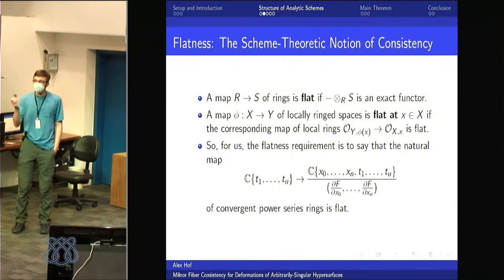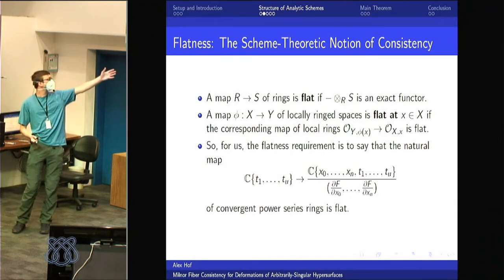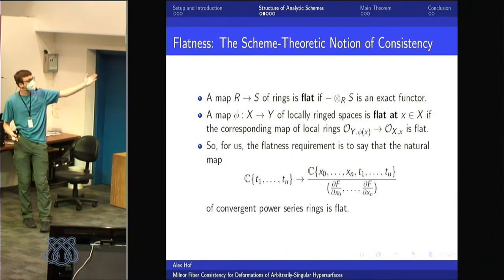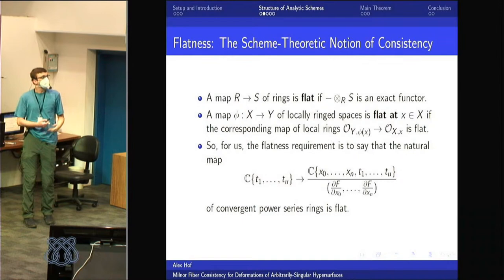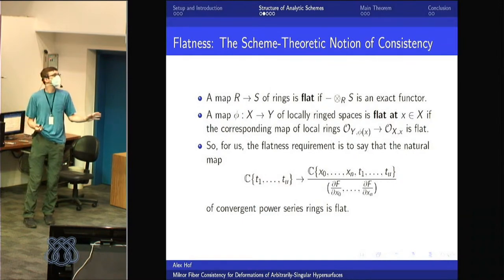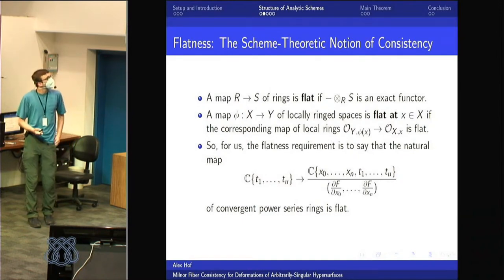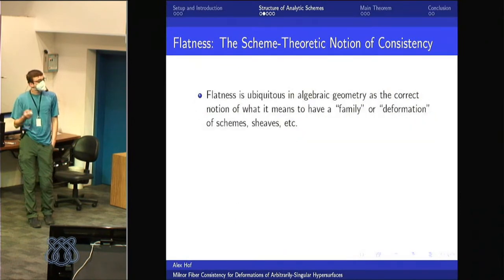And so just to keep things concrete, in our case we have this requirement that the critical locus of f cross pi be flat. This is just to say: take this map of convergent power series rings and check that it's flat. Check that t1 through tu form a regular sequence on this guy. This is all we're asking for. And that's what's going on algebraically.